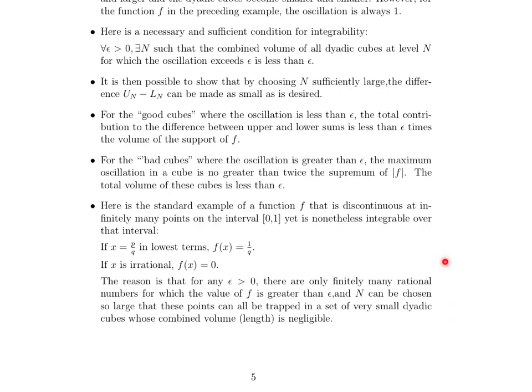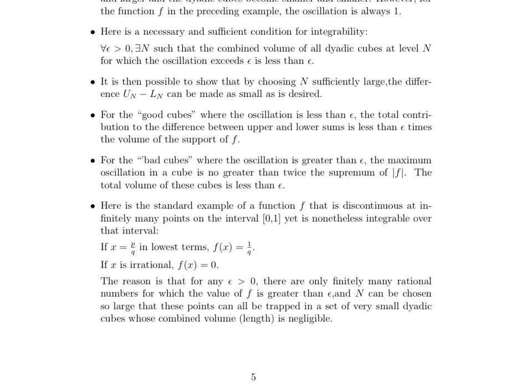Interestingly, we have a couple of examples that we'll be going through in lecture about functions that are discontinuous but integrable. So here's a standard example of a function that is discontinuous at infinitely many points on the interval 0 to 1, yet is nonetheless integrable over that interval. Note that x is equal to p over q in lowest terms, and f of x is equal to 1 over q. It is 0 everywhere else. And so we're going to walk through exactly how this function ends up being integrable.